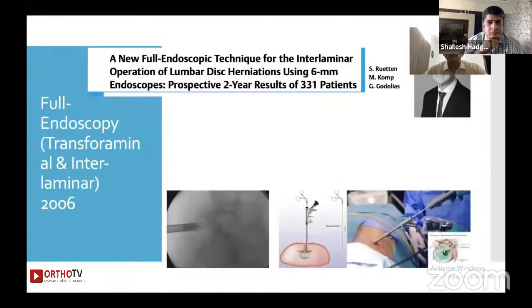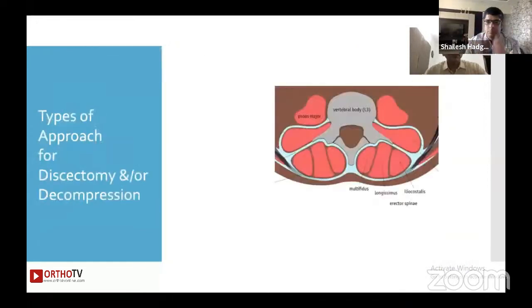And then Thierry Destandau developed the Endospine surgical set, which is quite popular among the neurosurgical community. Subsequent to that, Sebastian Ruetten and Martin Komp developed the full endoscopic technique for the interlaminar surgery for lumbar disc herniations, as well as the transforaminal as well. And they have published a lot on these two techniques, which has now almost become a full technique to reckon with.